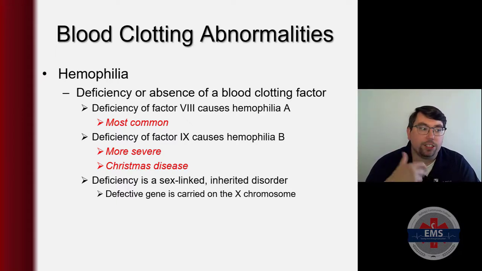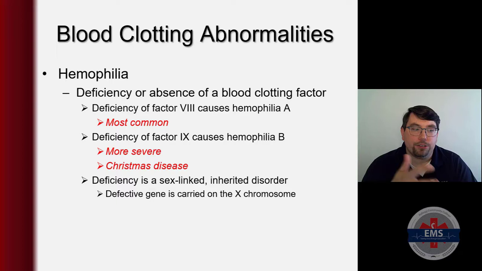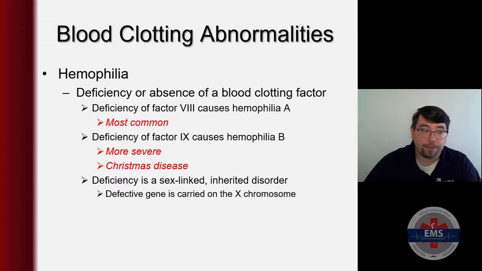The severity of the disease is directly related to the amount of circulating factor VIII that's available. Patients are classified as mild, moderate, or severe based on the amount of circulating factor VIII that is there. Hemophilia B is more rare, but it's also more severe than what you would see with hemophilia A.